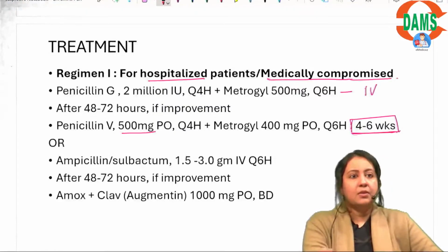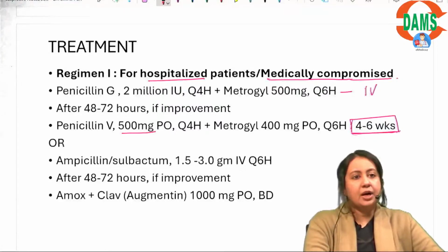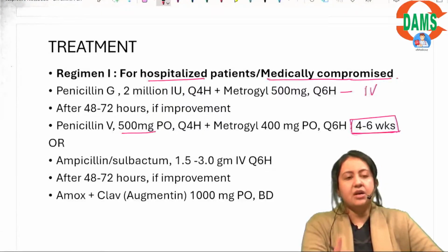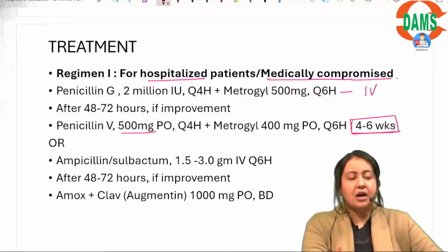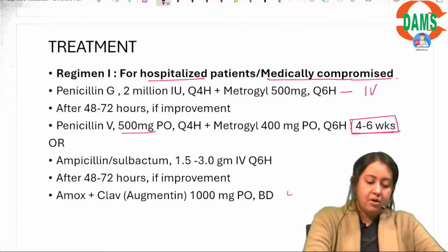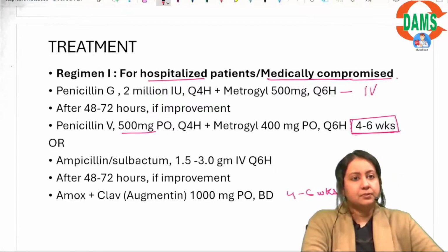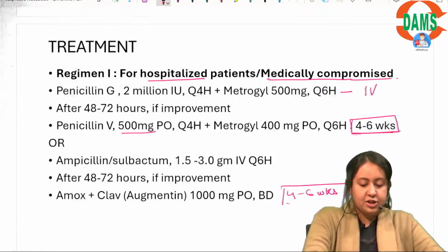Or you can treat with ampicillin or sulbactam 1.5 to 3 grams IV every sixth hourly, and after 48 to 72 hours, if there is improvement, you give augmentin 1000 milligram per orally BD again for 4 to 6 weeks. Okay, this is regimen 1.